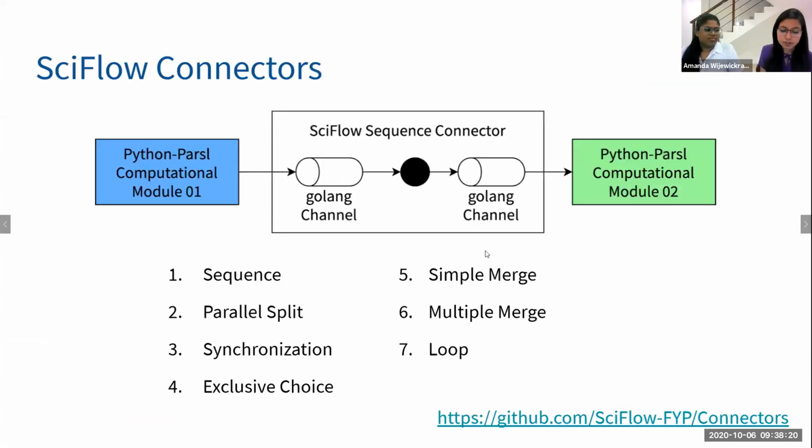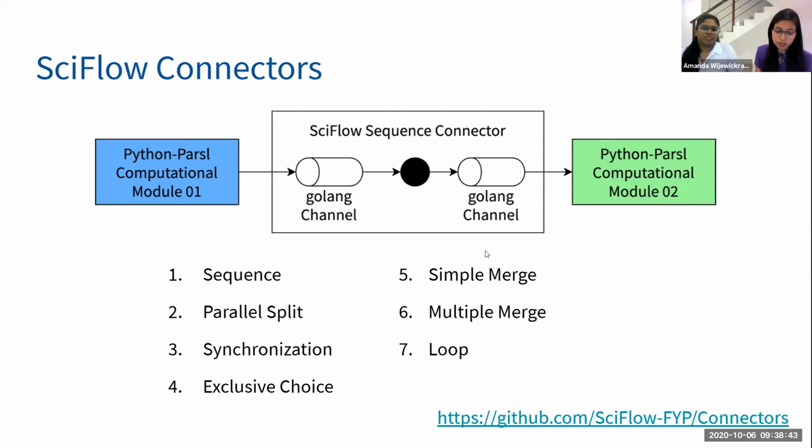A SciFlow workflow is constructed by stringing together individual Python Parsl computational units coordinated by a Golang control thread using a concept we call connectors. And this diagram depicts the simplest of connectors available in the SciFlow framework. The sequential connector is used in instances where the control simply passes from one component to another.